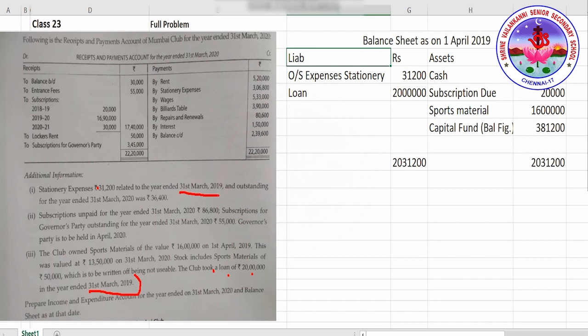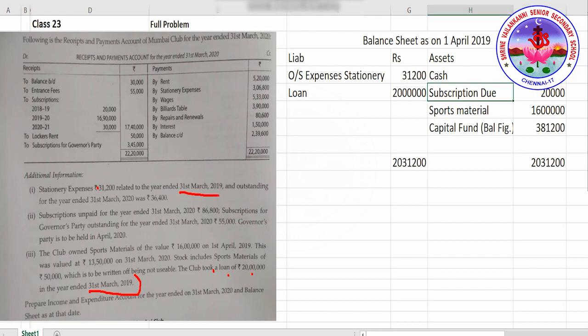What we have done: outstanding expenses stationery 31,200 related to the year ended 31st March 2019, which is for 1st April 2019. On 31st March it is outstanding, and on 1st April it is still outstanding. Then the loan, I think that is clear. Then cash. What is cash? To balance brought down 30,000. That is cash, 30,000.